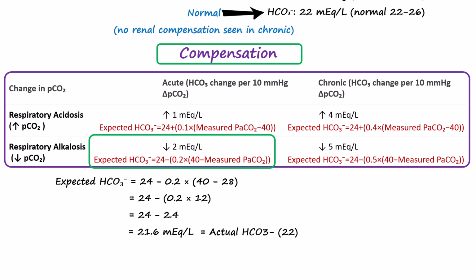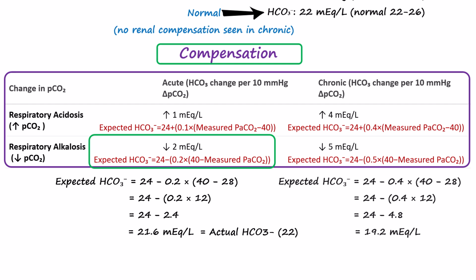At this stage, we don't have to calculate for chronic compensation, but let's do it for completion. In chronic respiratory alkalosis, the kidneys excrete more bicarbonate to compensate. The rule is bicarbonate drops by 4 to 5 mEq per liter for every 10 mmHg decrease in PaCO2 level. Our actual bicarb is much higher than expected for chronic compensation for it to be chronic respiratory alkalosis. So the case given here is simple acute respiratory alkalosis from sudden hyperventilation during her panic attack.